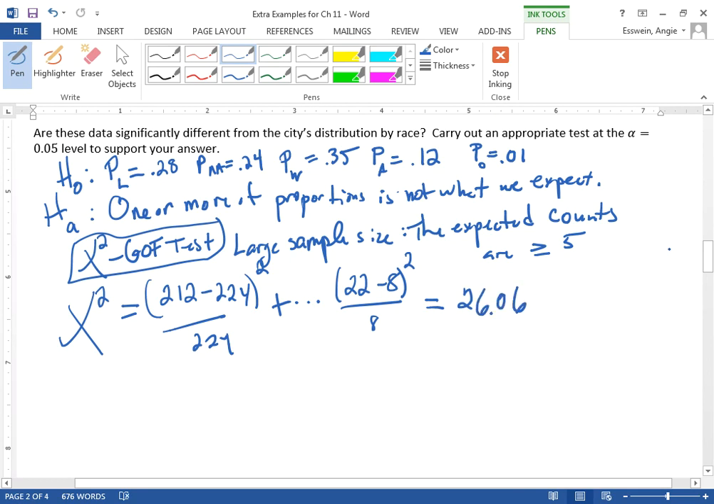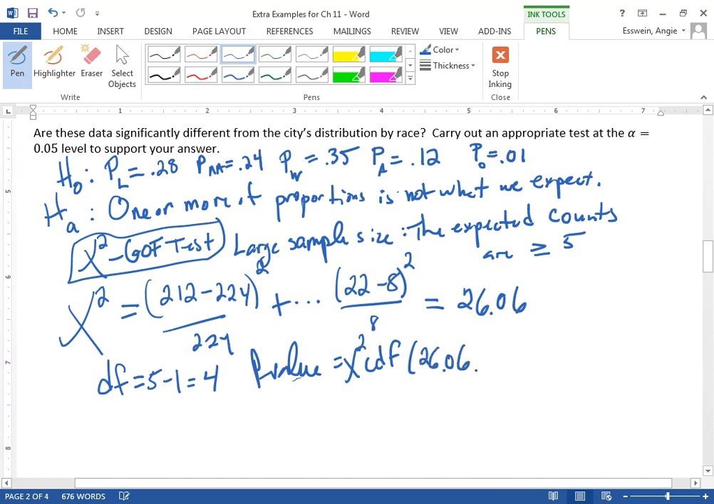26.06. Let's just think about what the p-value should be. Oh, what are the degrees of freedom? Four, right? 5 minus 1. So the average chi-squared is 4, and we got 26.06. So do you think that's pretty unusual? Yeah. So we're probably going to get a small p-value. So if we compute that, p-value, chi-squared CDF, remember it's always greater than. We want to figure out how unusual. So 26.06 to infinity with 4 degrees of freedom.